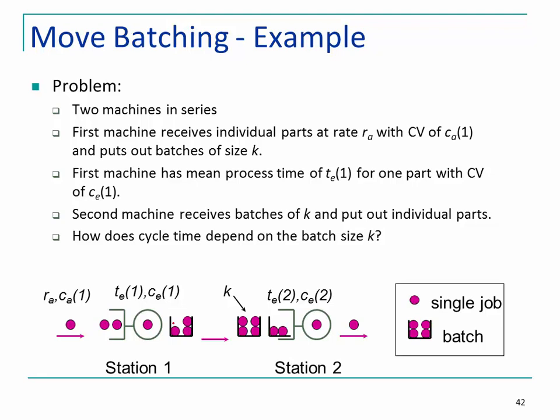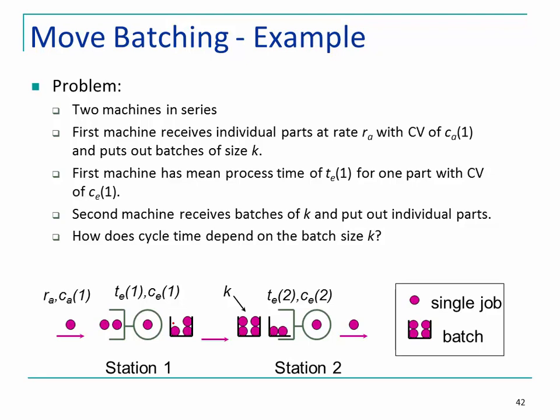of move batching. So here we have two machines in series. The first machine receives individual parts at a rate of RA, so this is the arrival rate, with a coefficient of variance of the arrival process of 1, and puts out batches of size K. So we are receiving a number of units coming into the first machine, and then we are putting them together to move them to the next machine in a batch of size K. The first machine has a mean process time of 1 for one part, and a coefficient of variance also of 1. So we are keeping things very simple. The second machine receives batches of K because they're coming from the first station, so we are putting them together. We are sending them to the next machine, which puts out individual parts. So the only batching that is happening in this system is between station 1 and station 2.